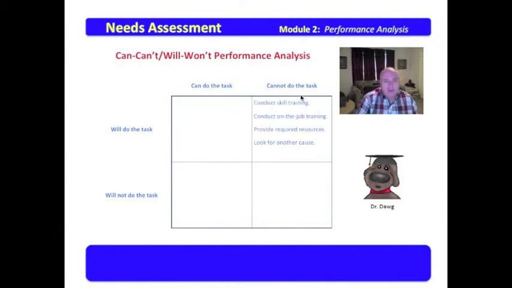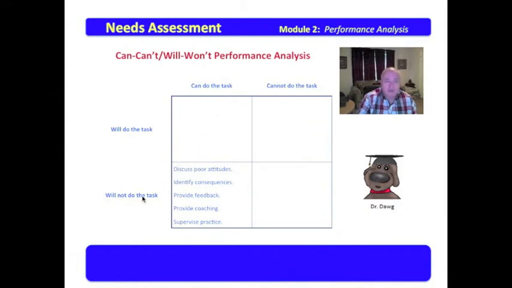Now, another option is that they want to do the task, they choose to do it, but they can't do it. They're not able. For that, you need to conduct skill training to give them the skill sets they need, give them on-the-job training, provide the required resources, and if that deficiency continues, look for another cause that may be creating the deficiency.